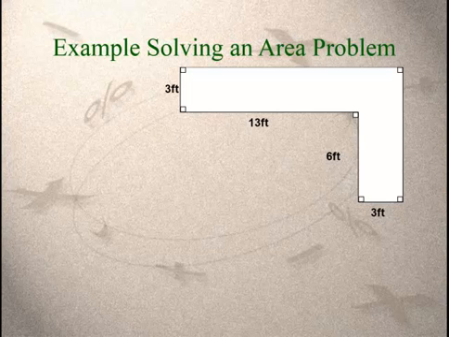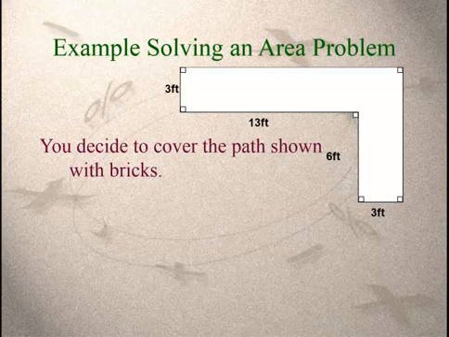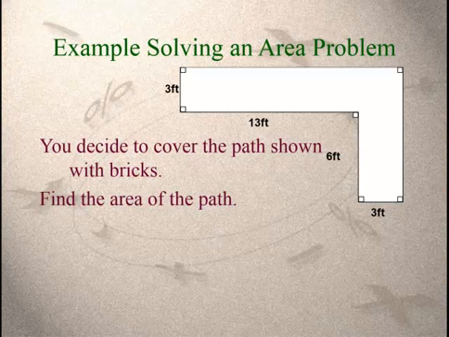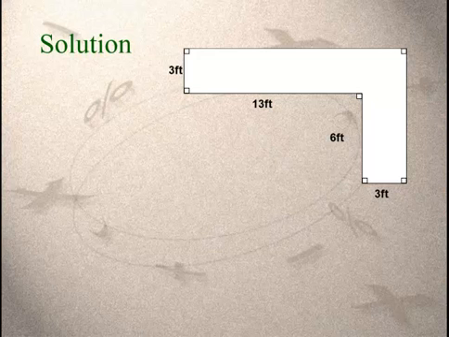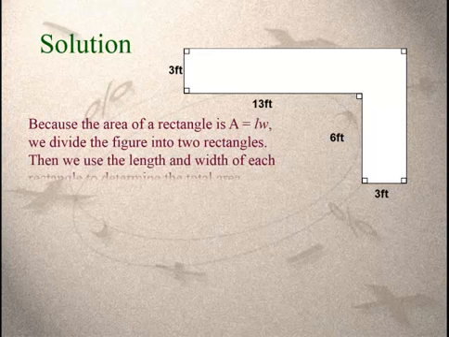Solving an area problem. We want to find the area of this figure. So you decide to cover the path shown with bricks. Find the area of the path. And what we're going to do is divide. We have two rectangles and we're going to divide this figure into two parts. Because the area of a rectangle is A is equal to length times the width, we divide the figure into two rectangles. Then we use the length and the width of each rectangle to determine the total area.